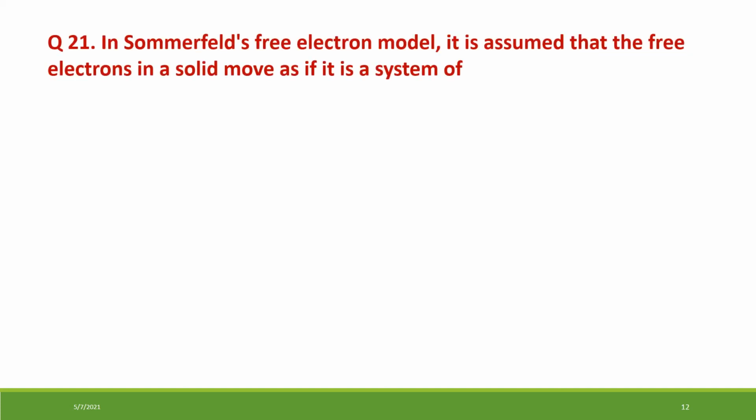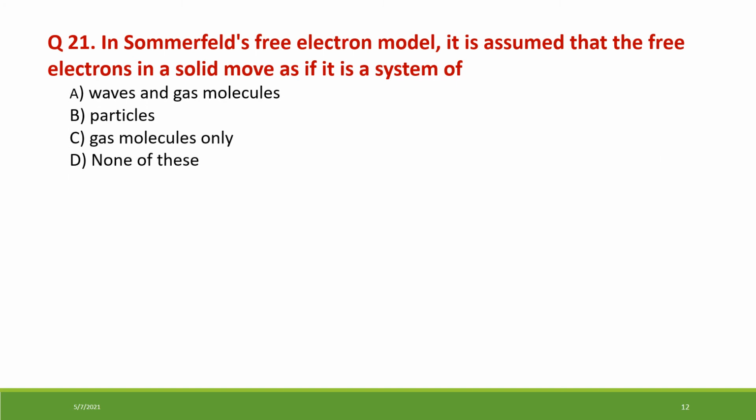Question number 21. In Sommerfeld's free electron model, it is assumed that the free electrons in a solid move as if it is a system of, and options are A. waves and gas molecules, B. particles, C. gas molecules only, and D. none of these. So according to the assumptions of Sommerfeld free electron model, it is assumed that the free electrons in a solid move as if it is a system of waves and gas molecules. So the correct option is A.